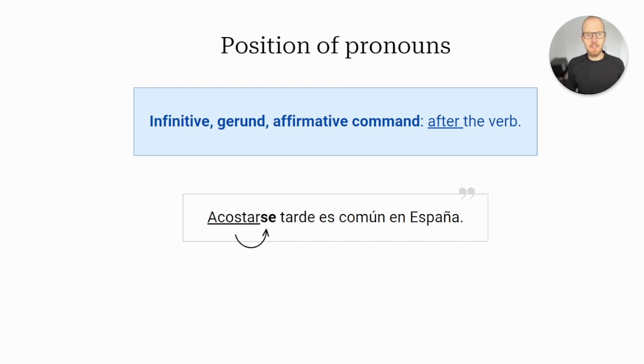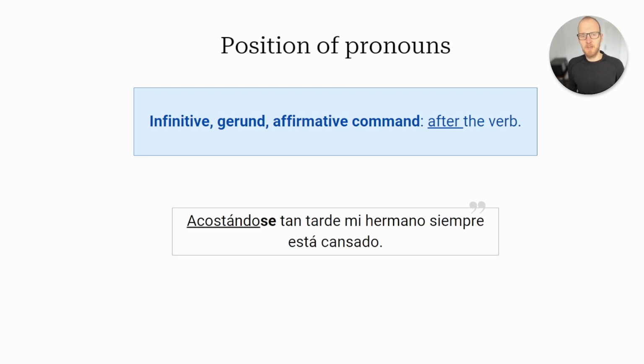So acostarse would be the infinitive form. Acostarse tarde es común en España. Going to bed late is common in Spain. Acostándose tan tarde, mi hermano siempre está cansado. This is the gerund form. Acostándose tan tarde, mi hermano siempre está cansado. Waking up so late, my brother is always tired.